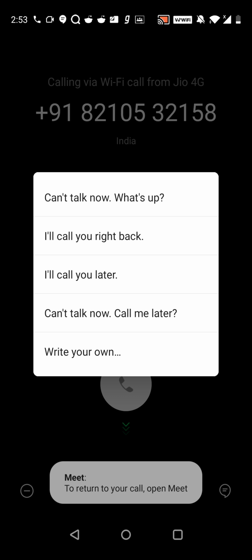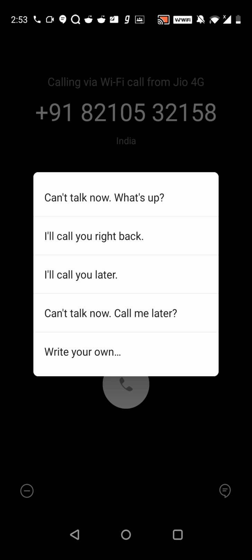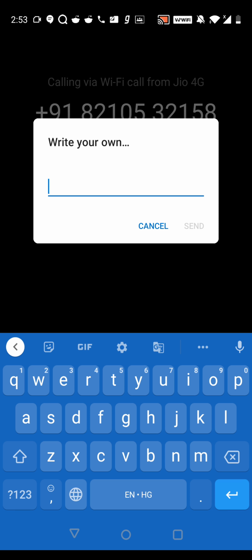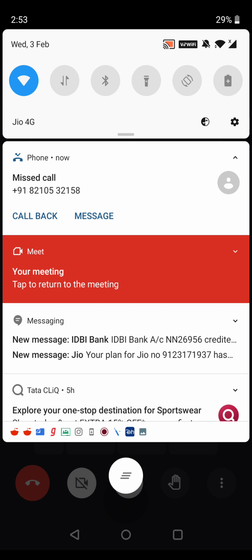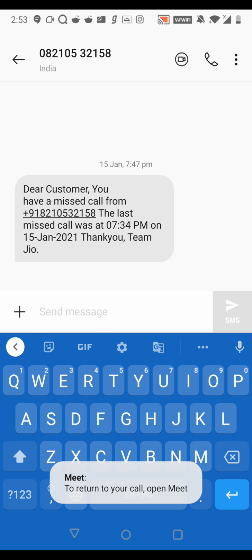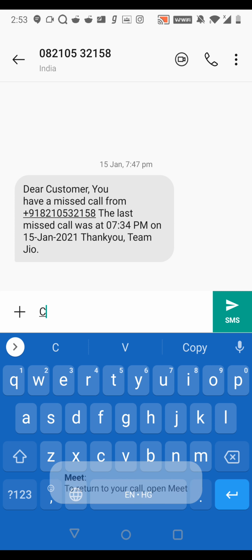Now, an obvious question which arises here is what is meant by an open international organization. When we say open international organization, what we mean is that the membership of that particular international organization is open to all the states for that matter. A closed international organization would mean that the membership is fundamentally closed, meaning thereby that not all states can join that particular international organization. Right? Now, let me explain this point further.